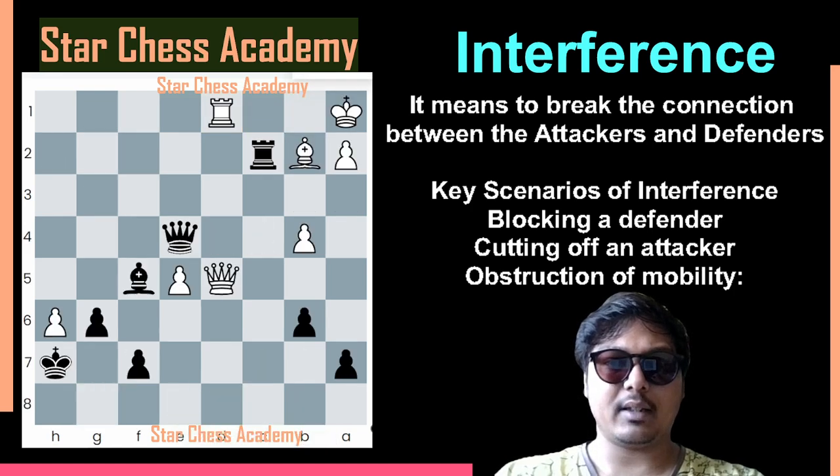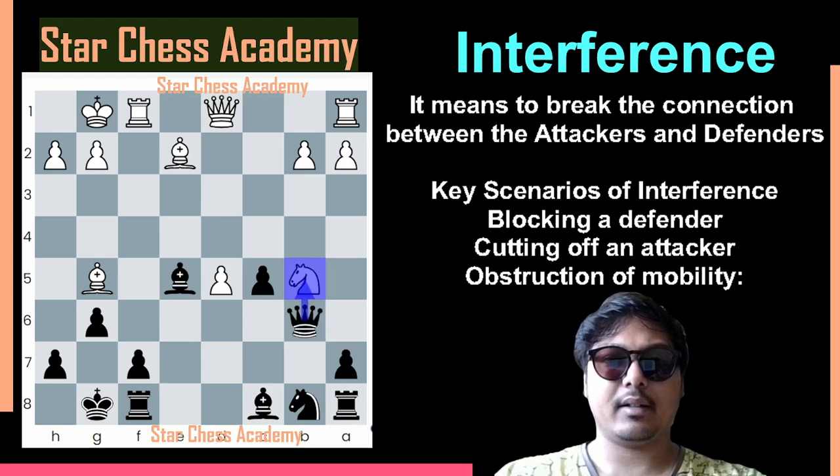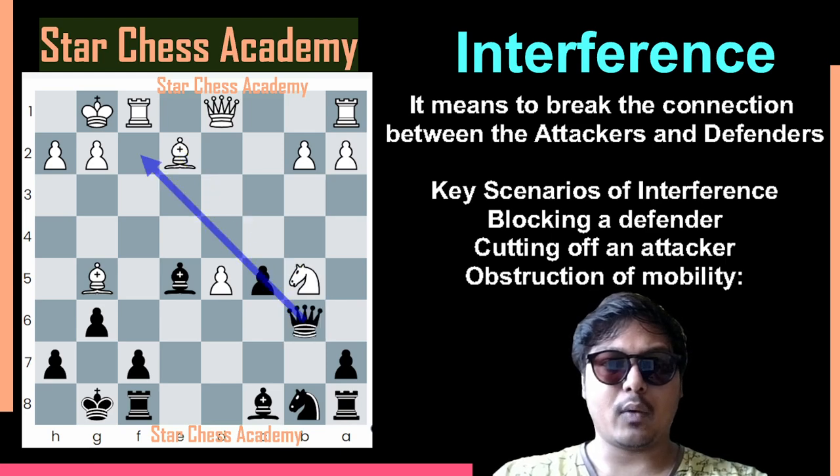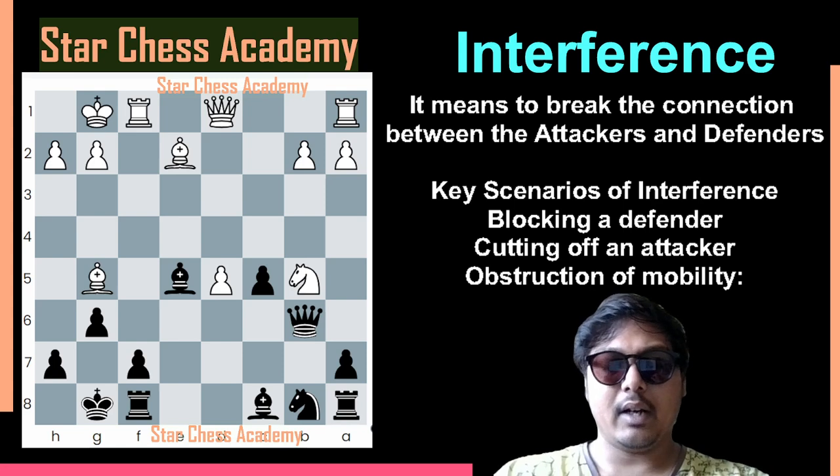Now black to play in this position and find the best move. Well, the queen is attacking the knight and the bishop is defending it. And also, if we provide the discovered attack on the king anyhow, it will be good for us. So we have two tactics here.